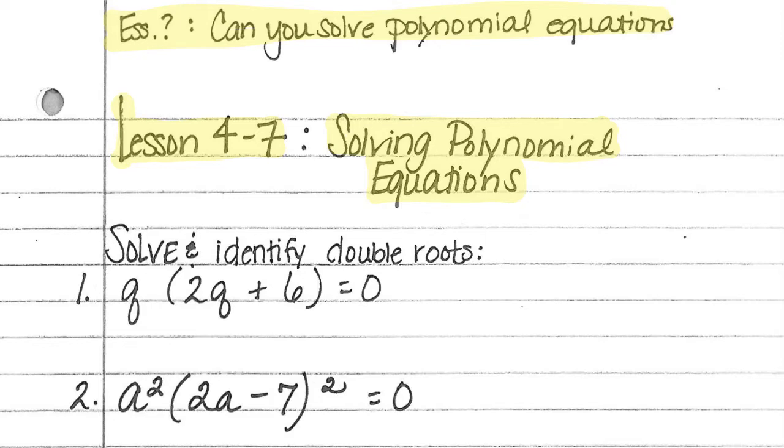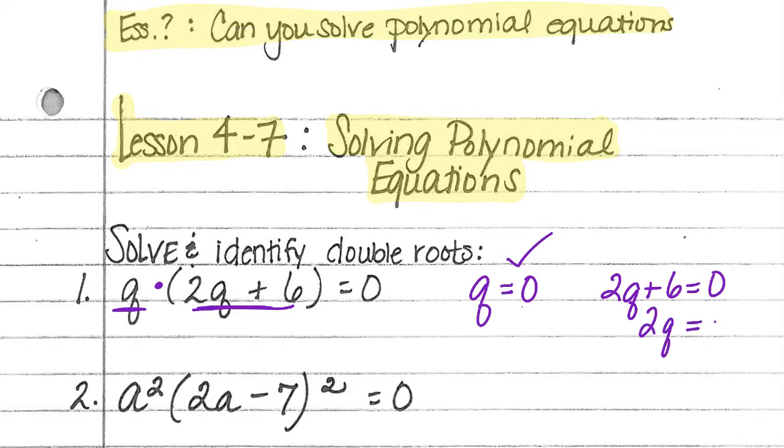Notice this polynomial equation is already factored. It says to solve and identify double roots. Do you see how we have two things that are being multiplied? We're going to set each one equal to 0. So the first step, well, this one's already solved for us. This one, we have to subtract the 6 over. And when I divide by 2, I have two solutions. So that's saying that q equals 0 and q equals -3.